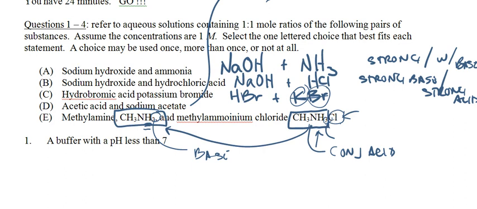Looking at B, again, another strong base, so that one's out. Hydrobromic acid, again, we said that that was a strong acid, so A, B, and C are out for number 1. So now, since we're looking for a buffer with a pH less than 7, does that mean we're looking for an acidic or a basic type of buffer?